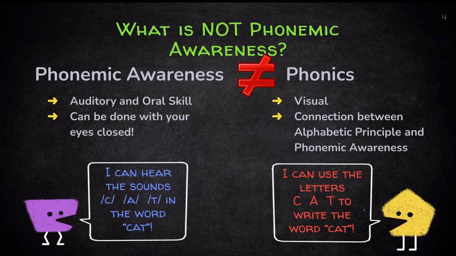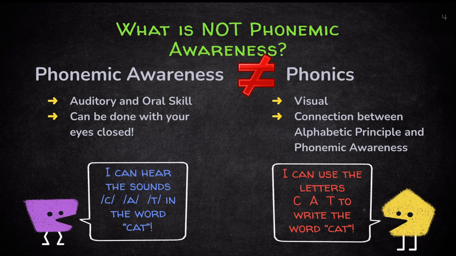So sometimes it can be helpful when we're defining things to talk about what it's not. So here we have a comparison of phonemic awareness and phonics. Those two things are often very confused. So let's look a little more carefully at both. Phonemic awareness is auditory and oral. And a lot of people say it can be done in the dark. It can be done with your eyes closed because it's dealing with sounds. For example, you could be segmenting sounds. So you might say, what are the sounds you hear in cat? And you would respond by saying k, a, t, dealing with the individual sounds in cat.